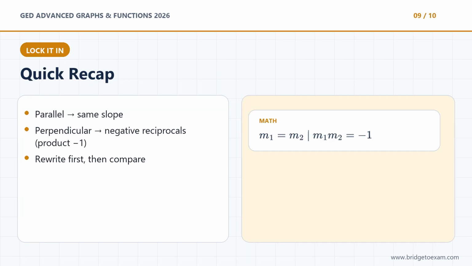Let's lock it in. Parallel lines share the same slope with different intercepts. Perpendicular lines have negative reciprocal slopes that multiply to -1. Always rewrite equations into slope-intercept form before comparing. And remember that horizontal and vertical lines form a perpendicular pair. Now the slope relationships are clear.